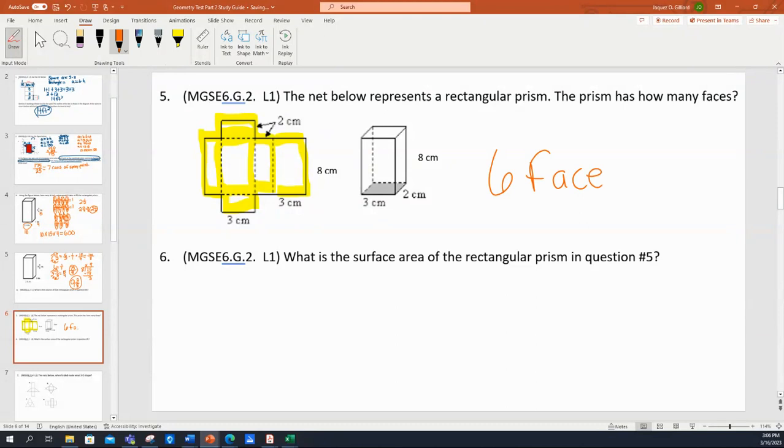Okay, it's easy because even if you look at this, you have a front, you have a back, you have a side, another side, a bottom, and you have a top. Well, how many did you see? One, two, three, four, five, six. So there are 6 faces.